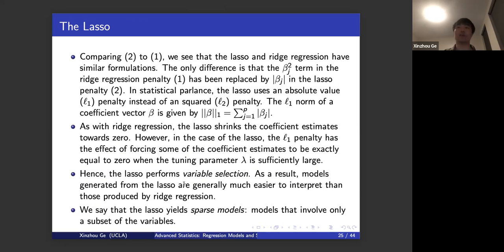Okay, so that's the theoretical part of the lasso and ridge regression. And do you have any questions?